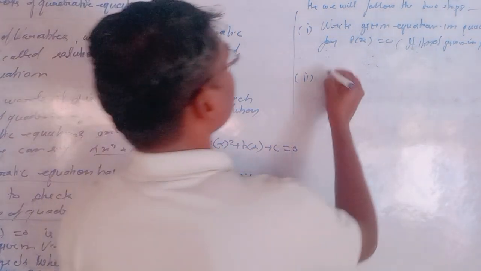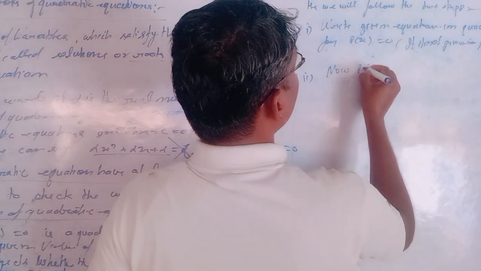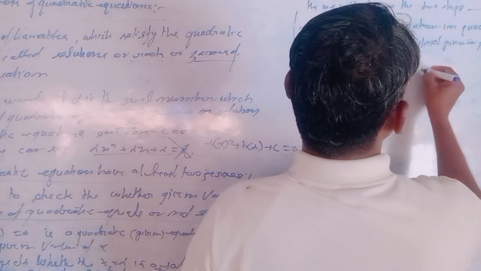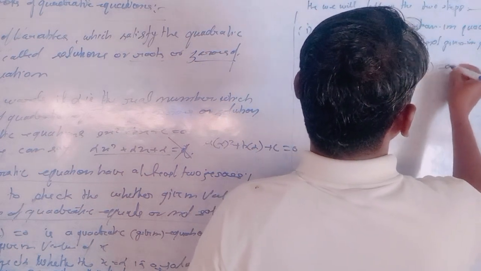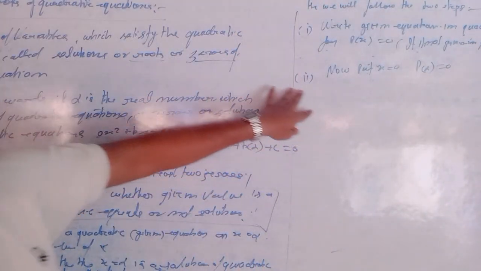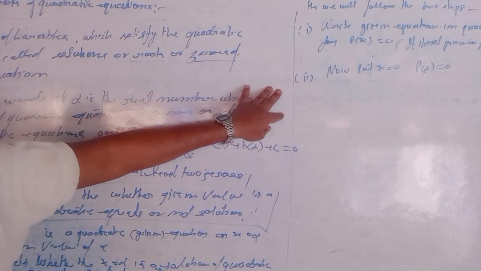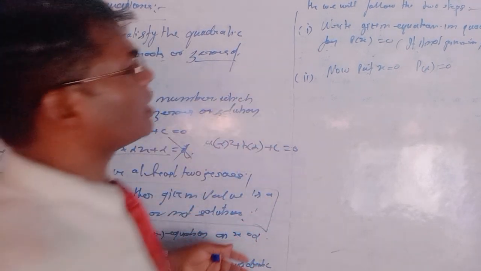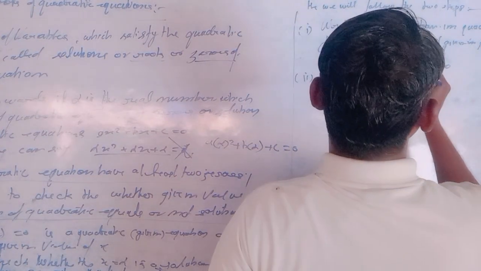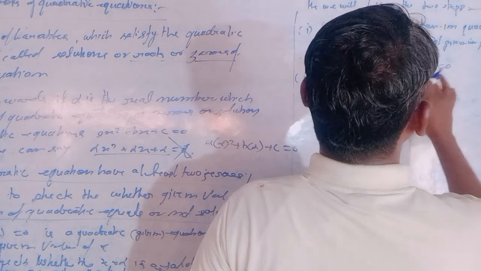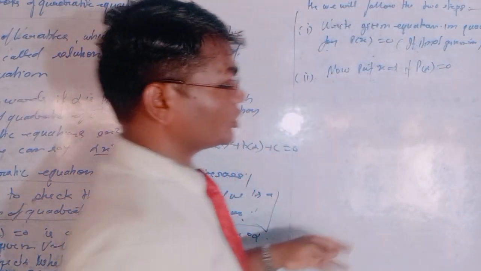Now put x is equal to 0, p alpha is equal to 0. In this form, x is equal to 0 means that p x is equal to 0, and p x is equal to alpha given by the equation x is equal to alpha. So p x is equal to alpha if p alpha is 0.